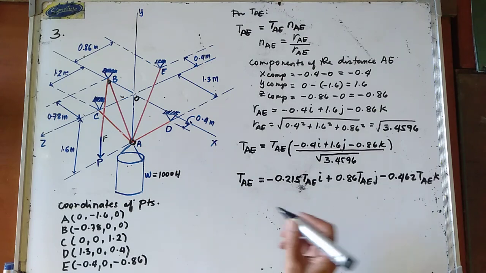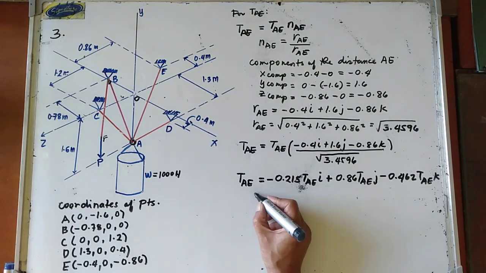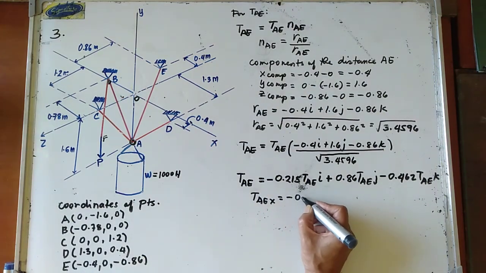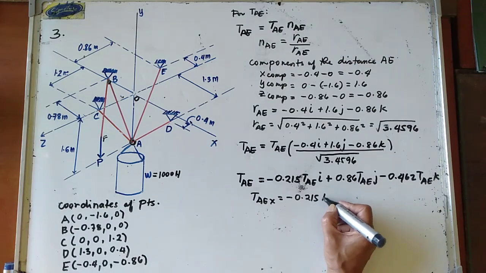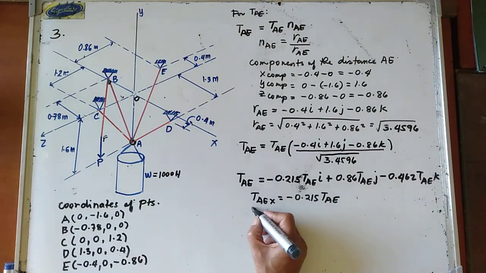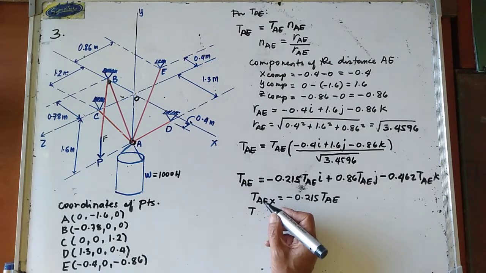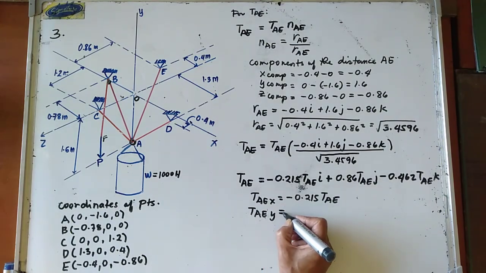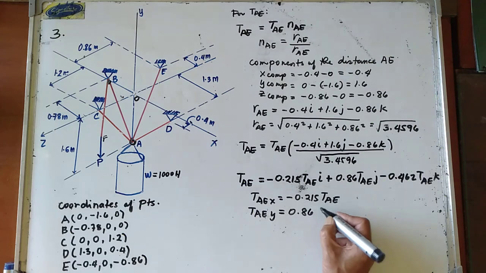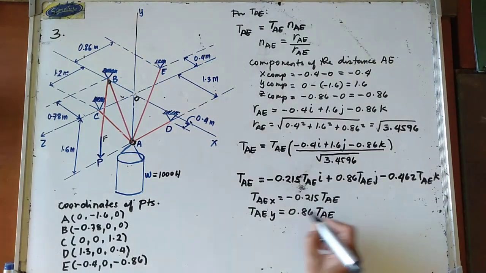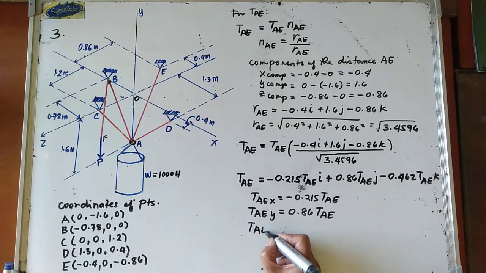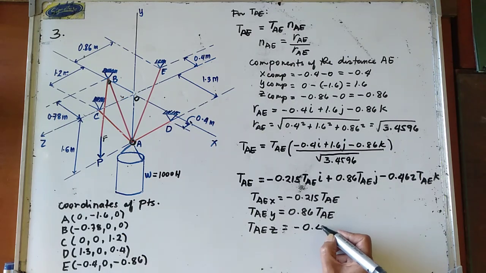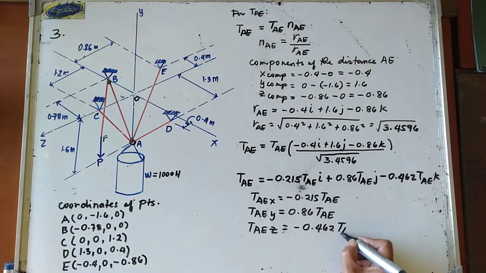And in scalar form, your TAEx is negative 0.215 TAE. Your TAEy is 0.86 TAE, and your TAEz is equal to negative 0.462 TAE.